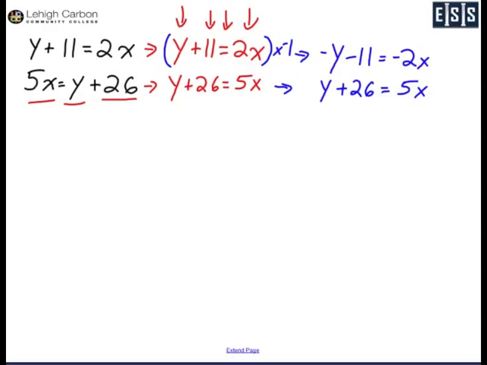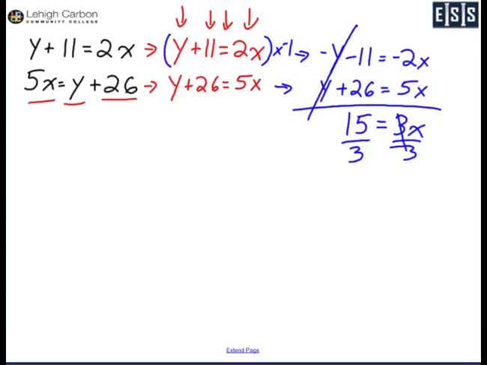So now I want to add these two together. Negative y plus y makes 0. Those are going to cancel. That was the goal. Then we have negative 11 plus 26. That makes 15 equals negative 2x plus 5x makes 3x. Divide both sides by 3. And I get 5 equals x.